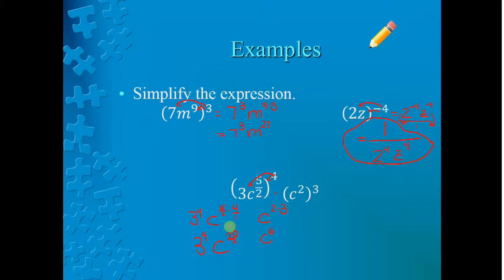Simplifying my fraction here, I see I have 20 over 2. Let's simplify that. 20 divided by 2, well, that's just a harder way to write 10. And then I have multiple bases of c. You always want to have only one base of each letter. So I'm going to have 3 to the 4th, and I have 10 plus 6. I have 16 c's. This is technically my answer. 3 to the 4th times c to the 16th.